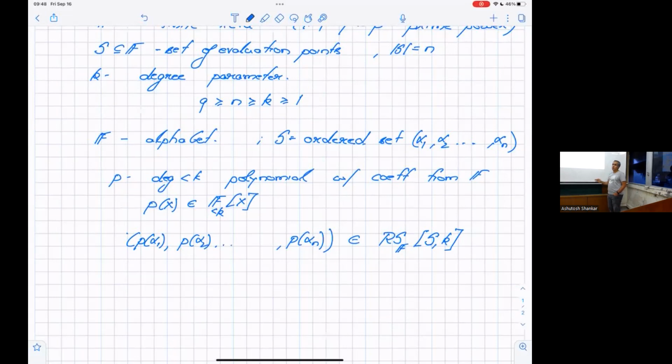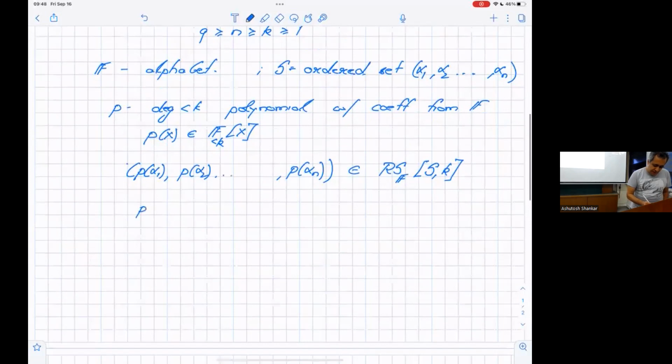So, how many such code words are there? We have just as many as there are polynomials. How many polynomials are there? Q to the power k, because this is why I'm choosing degree less than k: there are exactly k possible coefficients. You can take the 0th coefficient all the way up to the (k minus 1)th coefficient. The P of x can be written as the summation over i, of coefficient times x to the power i, with i going from 0 to k minus 1.